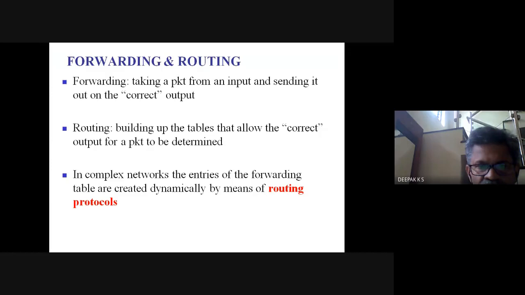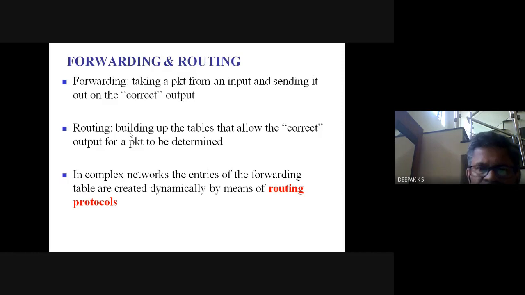Now I just want to differentiate between these terms. One is forwarding: taking a packet from an input and sending it on the correct output. That is forwarding. Forwarding means, to a router, a datagram will come on one port. It will have many other ports, so to which port it should forward. That is forwarding: taking a packet from an input port and sending it on the correct output port.